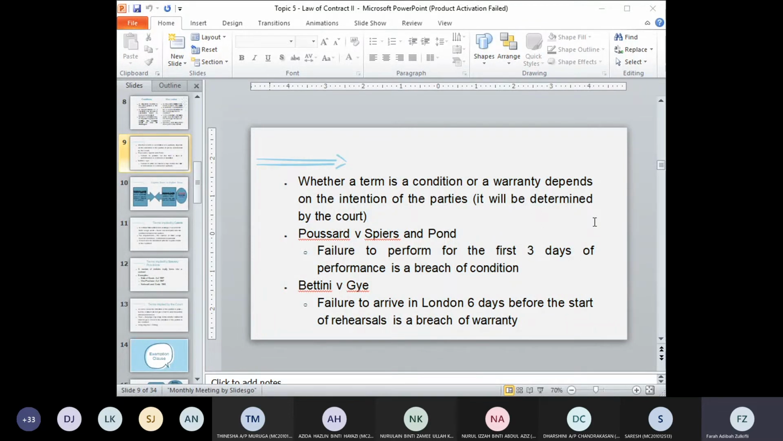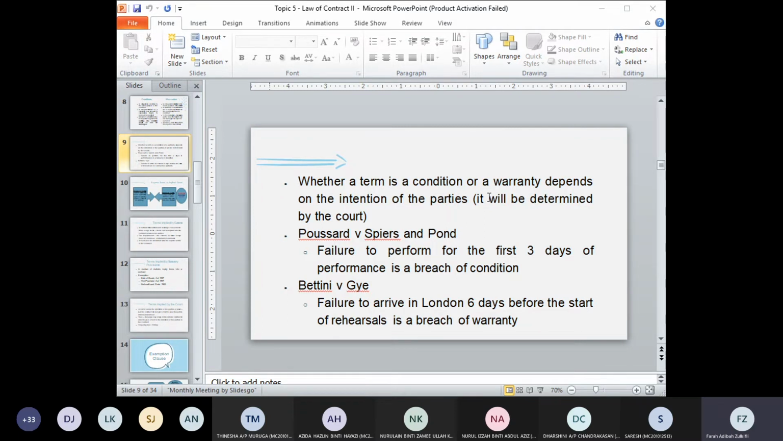So in this case, we can say that if it is a very important clause in the contract, for example, for an opera singer, the most important purpose of the contract is to engage her as a performer in the opera. If you fail to come to your performance, it is considered a breach of condition. When it is a breach of condition, the other party can cancel the contract. They can rescind the contract. They can set aside the contract. So that is what was decided in the case of Posar.